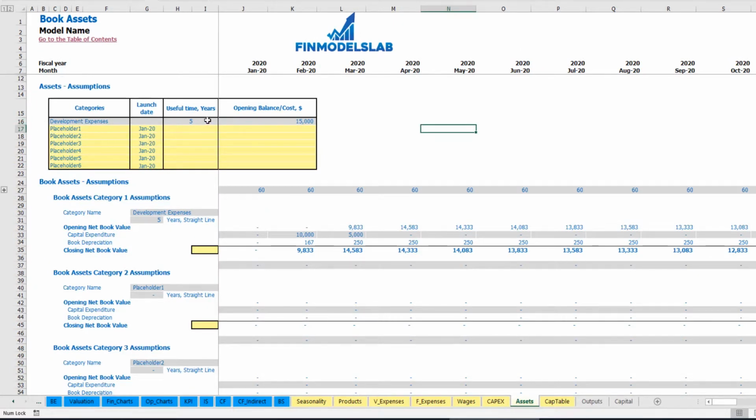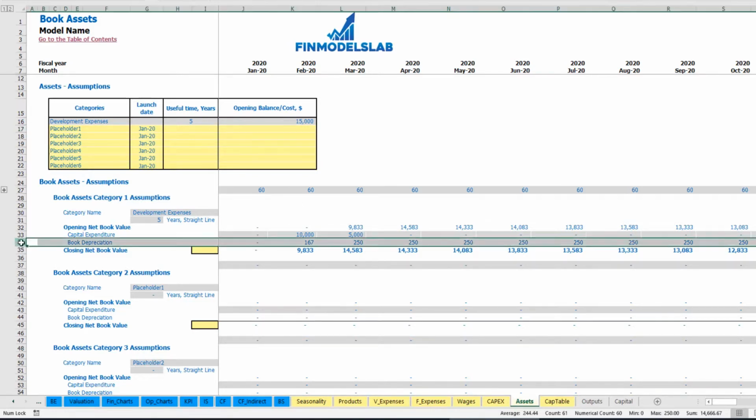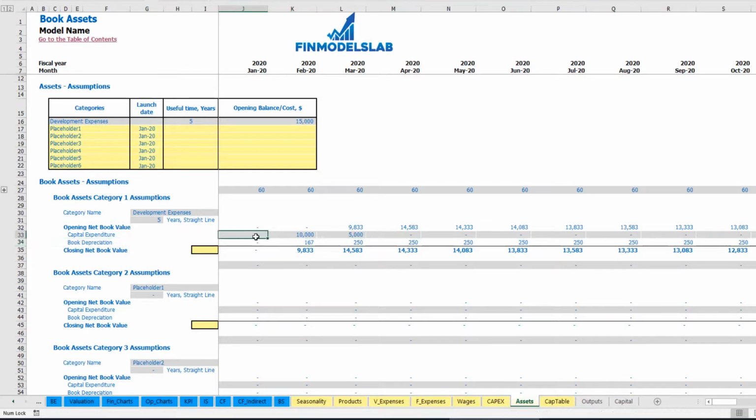By default it has useful time for 5 years for the calculation of depreciation. You may find calculation of depreciation for development expenses in here. Here you may also find capital expenditure and closing net book value.